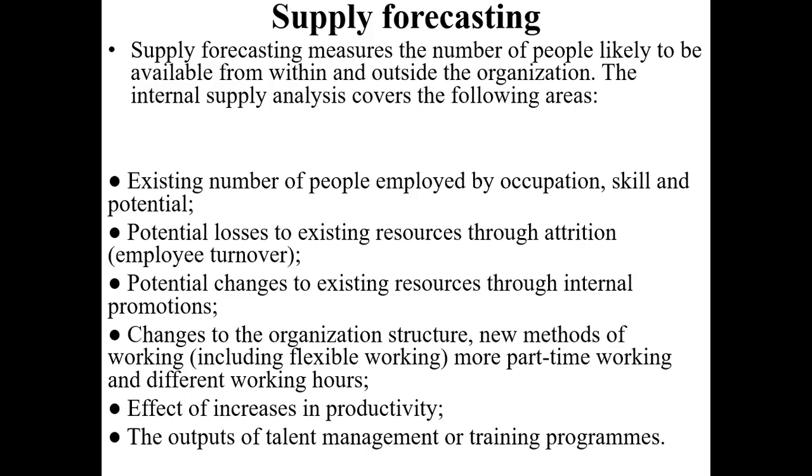The first one is that it takes into consideration the existing number of people employed by occupation, skills, and potential. And all this information can be readily retrieved from the human resource information system that an organization works with. It also considers the potential losses to existing resources through attrition, that is turnover. And this turnover could be voluntary or involuntary.